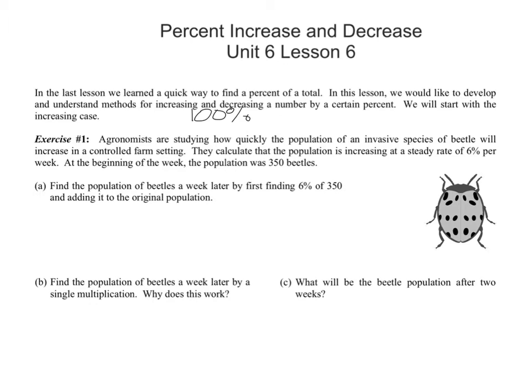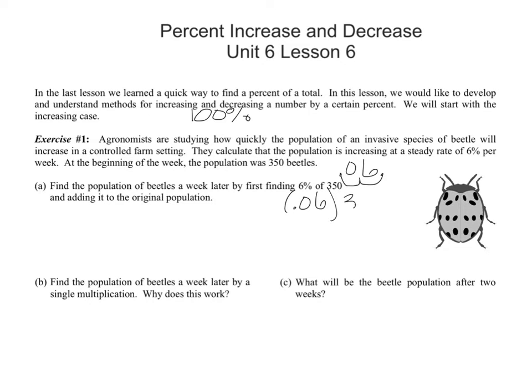Find the population of beetles a week later by finding the 6% of 350 and adding it to the original population. So this is doing it the old way. I want you to take that 6%. And what do we do with that 6%? We change it to a decimal, so it's 0.06. And how do we do that? If it's 6%, and the decimal is here, I move it 2 places to the left, and now it goes from a percent to a decimal.